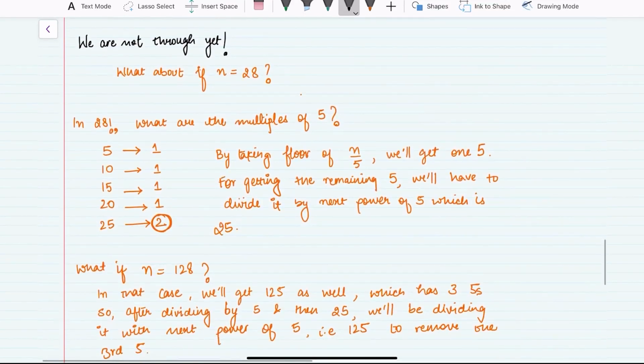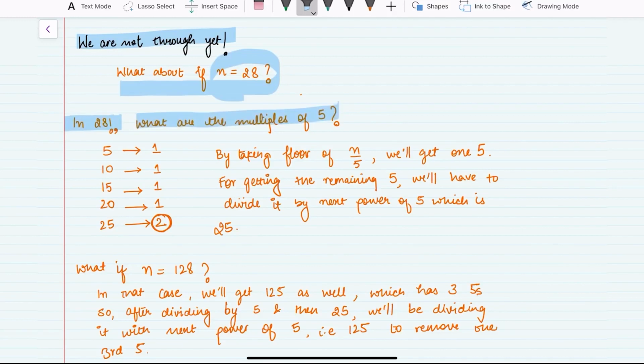But we are not through yet. Why? Because what if n is equal to 28? What will happen in that case? In 28 factorial, what are the multiples of 5? They are 5 itself, then 10, 15, 20 and 25. 5 will contribute 1 five, then 10 will contribute another 5, 15 another 5, 20 will also contribute 1 five, but here 25 is going to contribute 2 fives.